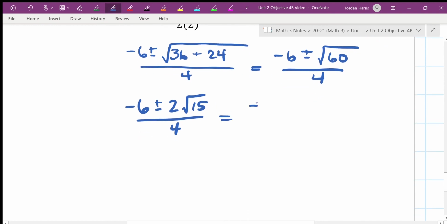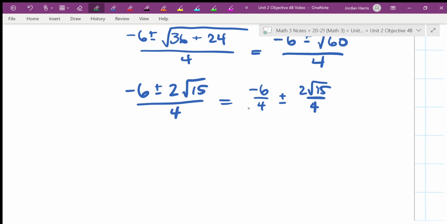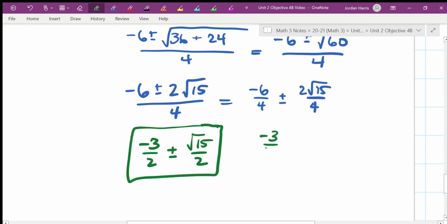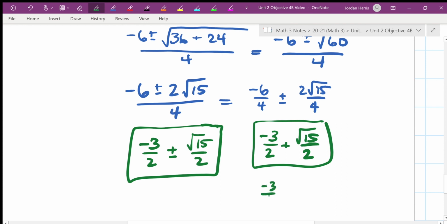Then we separate negative 6 over 4 plus or minus 2 root 15 over 4 and simplify. So I end up with 2 goes into both, so negative 3 over 2 plus or minus the square root of 15 over 2, the 2 and the 4. That is one way to write the correct answer, but usually I actually write them out separate. You can write them as one combined thing, but I usually write them out separate because it helps me remember that there were 2 solutions, right? I have 2 solutions, plus or minus.